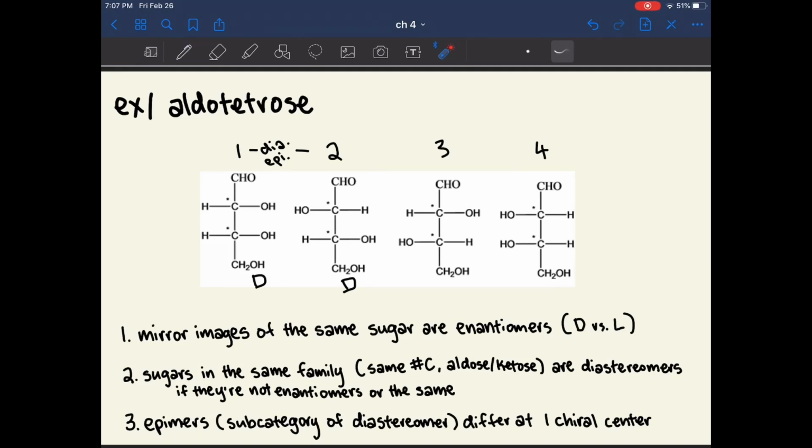Looking at the relationship between 2 and 3, we can see that they differ at more than just 1 chiral carbon. They differ at both the chiral carbons, and you can also see that these are mirror images of each other, and therefore 2 and 3 are enantiomers of each other. Looking at the relationship between 3 and 4, we can see that they also differ at exactly 1 chiral carbon, and therefore 3 and 4 are both diastereomers and epimers. 3 and 4 both have the second to bottom chiral carbon OH group on the left side, so these are both L sugars. 1 and 4 are mirror images of each other, therefore 1 and 4 are enantiomers of each other.